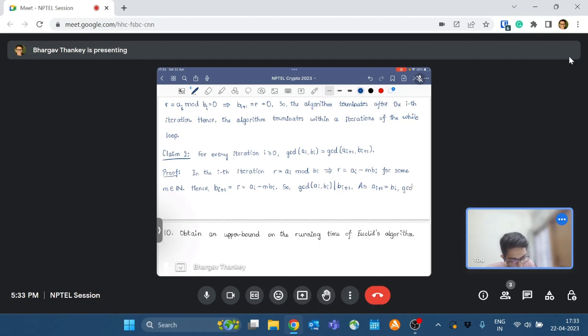GCD of AI and BI also divides AI plus 1. So now the GCD of AI and BI divides BI plus 1. It also divides AI plus 1, right? So it divides both of them. That is, it's a common divisor. So since it is a common divisor of AI plus 1 and BI plus 1, it must divide the greatest common divisor, right?